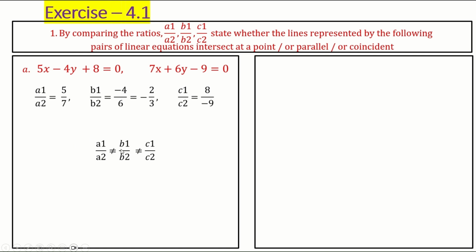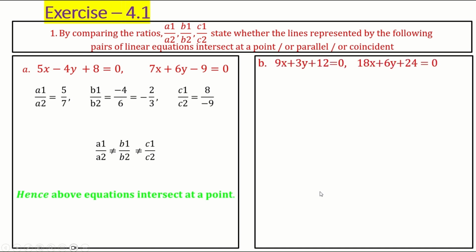Okay, A1 by A2 is not equal to B1 by B2, not equal to C1 by C2. That means they are intersecting lines. Okay, they are intersecting at a point, the above equation. So this is the template for all questions under one. Several questions are given. You have to just follow this and check and then write the answer.